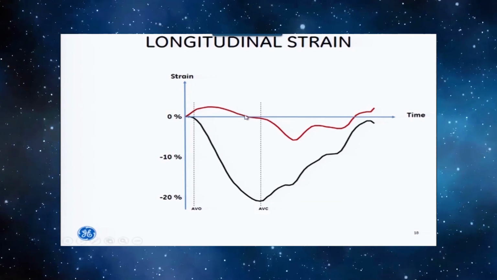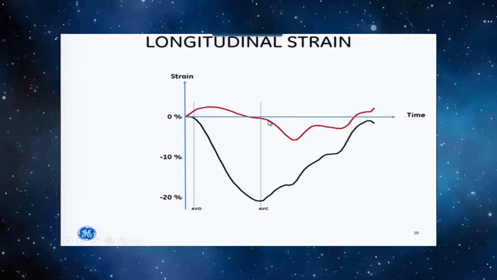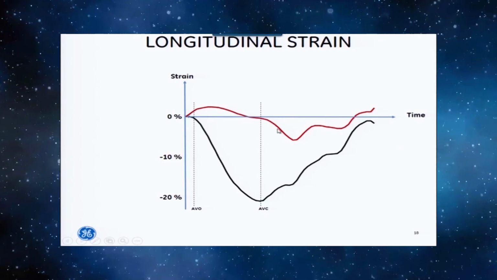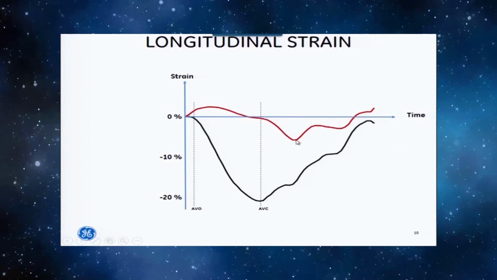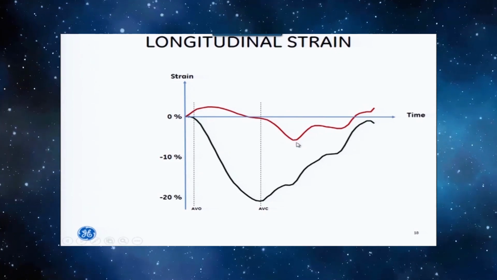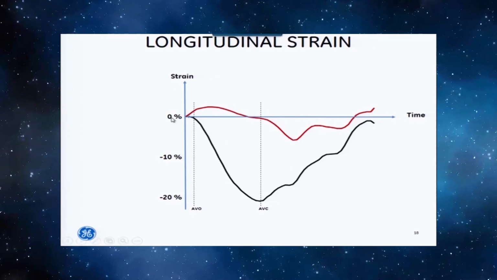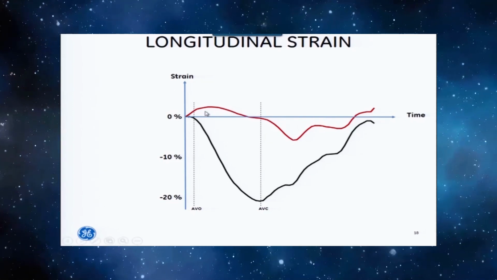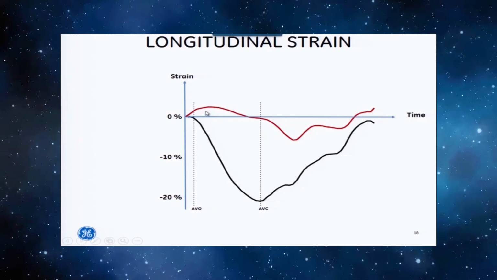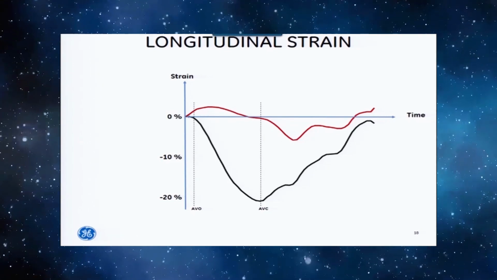But you notice that towards the end of systole, this line actually does start to experience negative longitudinal strain, but it doesn't hit its peak until well after the aortic valve closure. That's another indication that this is abnormal. So first indication, we're getting positive values when we're expecting negative values. Second indication, our peak hits well after that aortic valve closes.